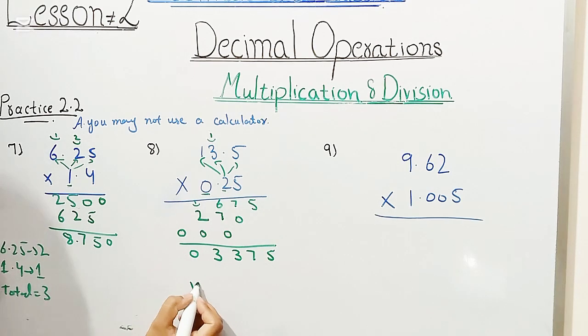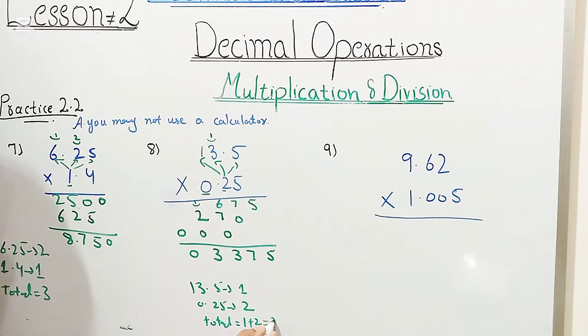Okay, 13.5 has 1 decimal place. 0.25 has 2 decimal places. So I will add them in total: 1 plus 2 is equal to 3. Then we will move from the right side 1, 2, 3 and write the decimal after 3 values from the right side.